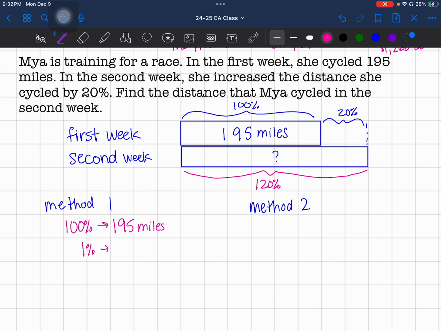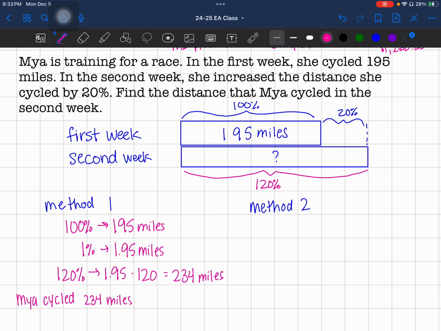1% is 1.95 miles. So to find 120%, you take 1.95 and times by 120, which equals 234 miles. So Maya cycled 234 miles in the second week.